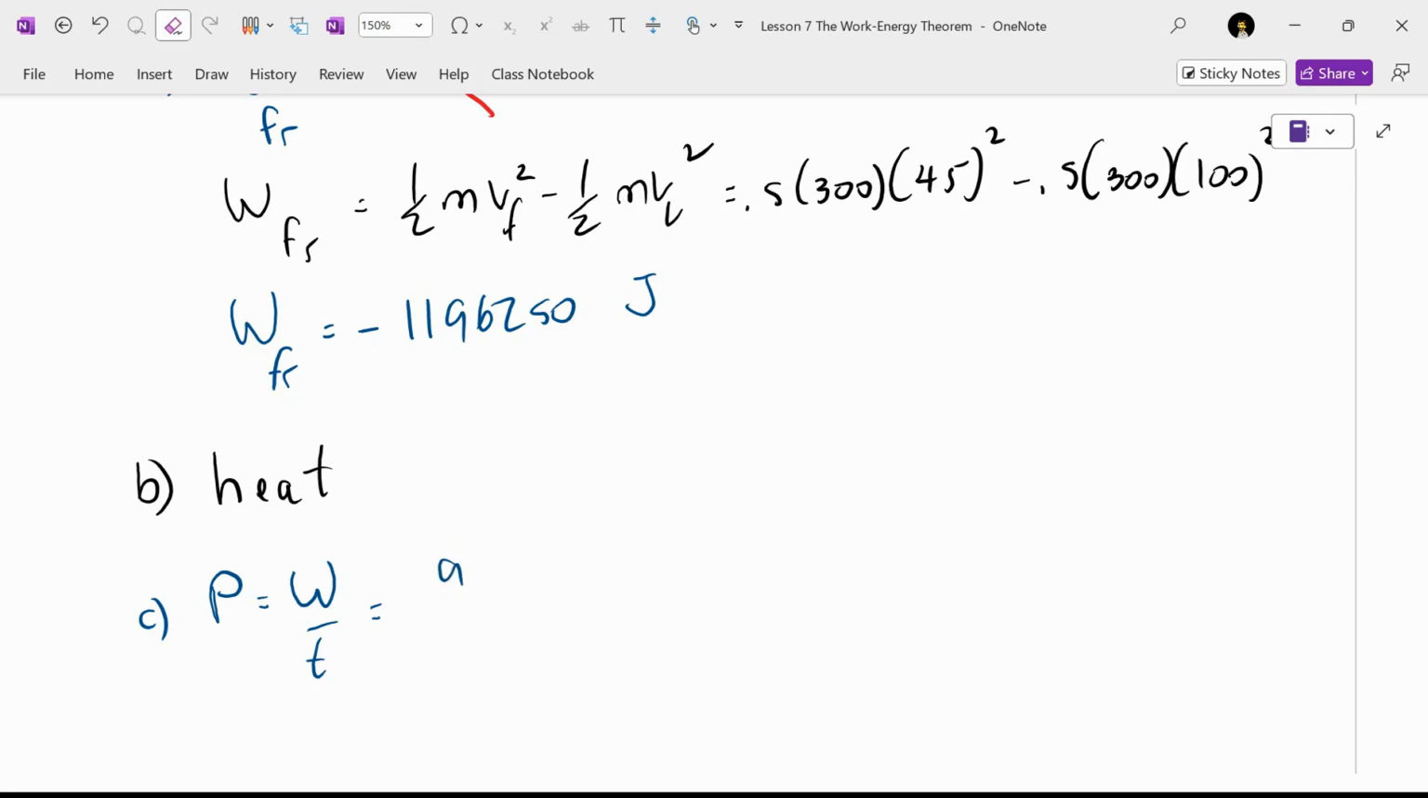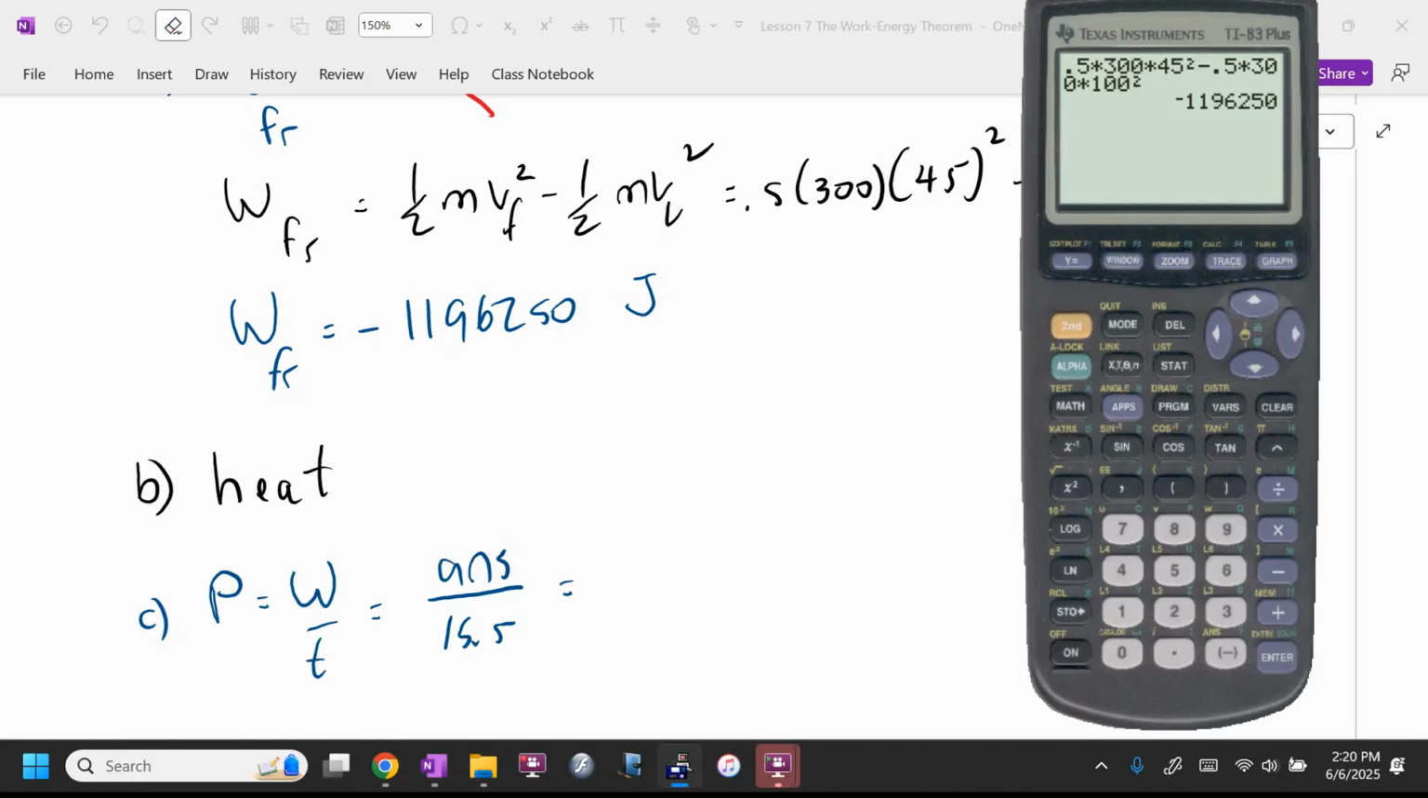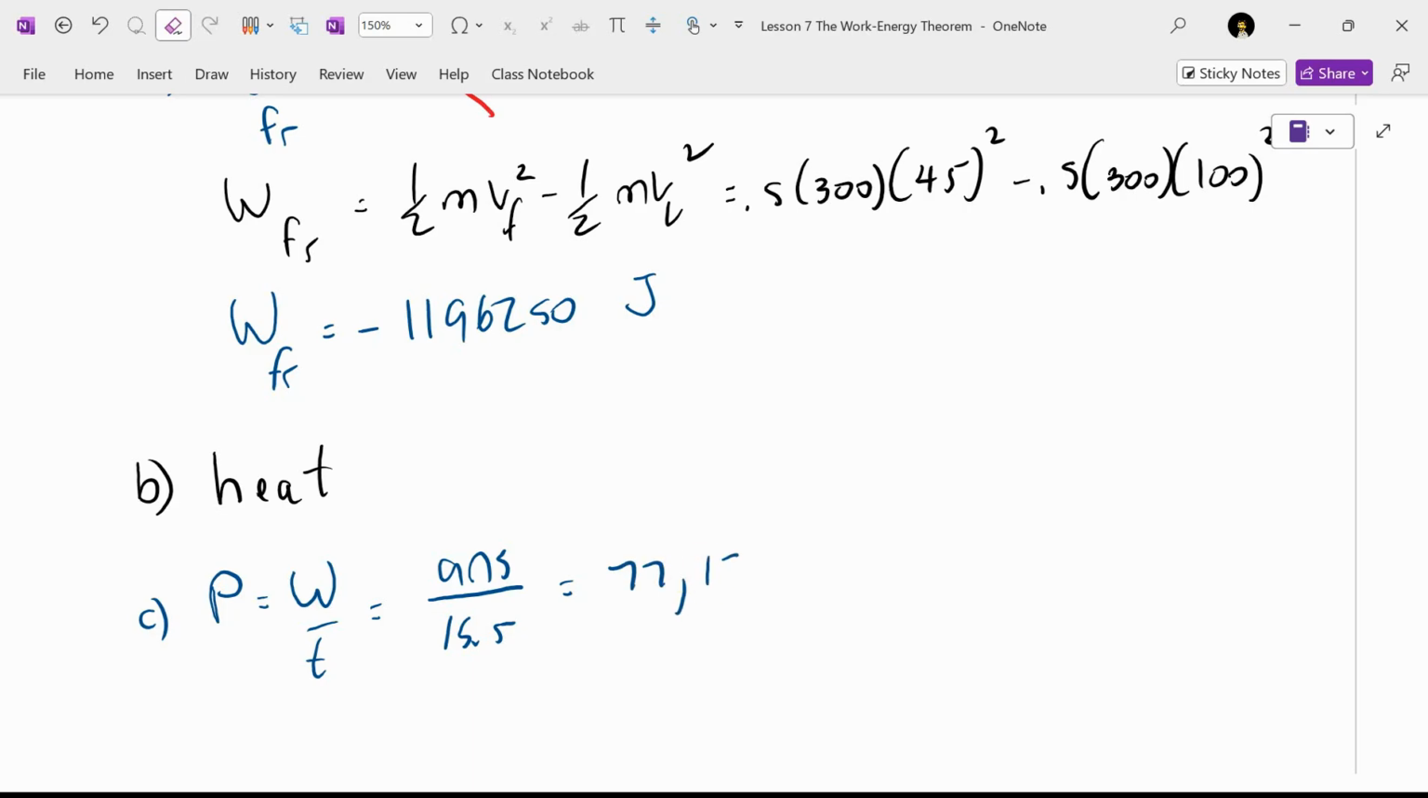I'm going to use my answer button, ignore the negative, and divide by the time. What was the time? We said 15.5. So I'm ignoring the negative, 15.5. The negative is just telling me that we're losing energy. I get 77,177 and change. Yes? So 77,177, and power is measured in watts.